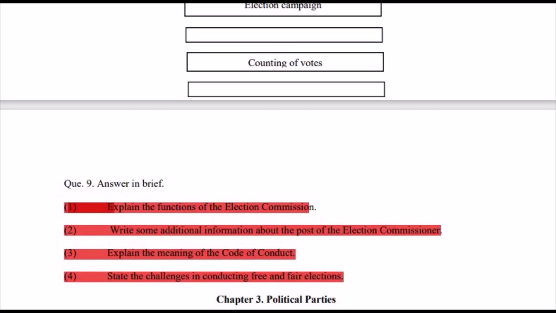Now, though the Election Commission is having a code of conduct, many rules are there, but yet they face many challenges. Now, what are the challenges the Election Commission is facing to conduct election? Following are the challenges faced by Election Commission to conduct free and fair election. One is managing large geographical landscape and huge electoral population.